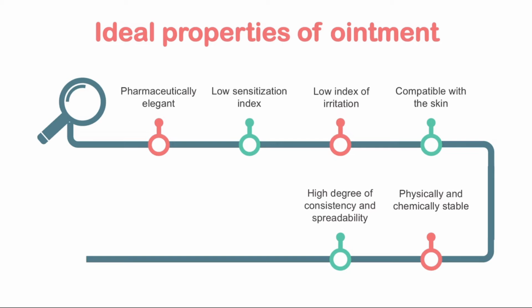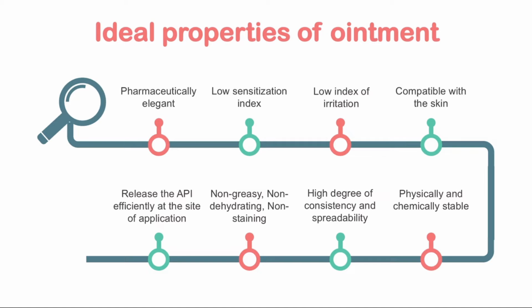Other properties that affect the dosage form are a high degree of consistency and spreadability, and being non-greasy, non-dehydrating, and non-staining. These factors are important because they affect the competence of a dosage form. Finally, the efficient release of the active pharmaceutical ingredient at the site of application is an important factor for producing sufficient therapeutic effect there. These properties give the ideal form of an ointment.